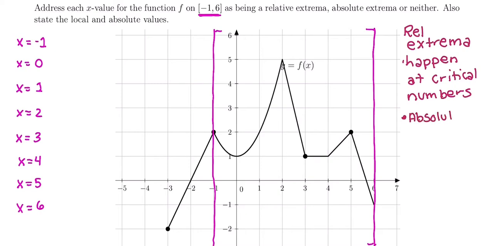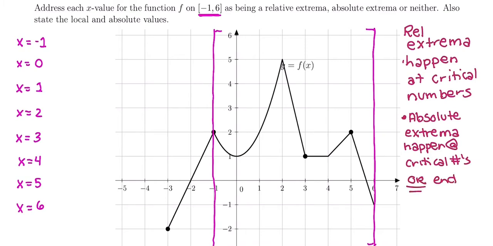Absolute extrema happen at critical numbers or endpoints, because for absolute extrema, we compare end behavior. Relative extrema only happen at critical numbers. Absolute extrema happen at either critical numbers or at endpoints.